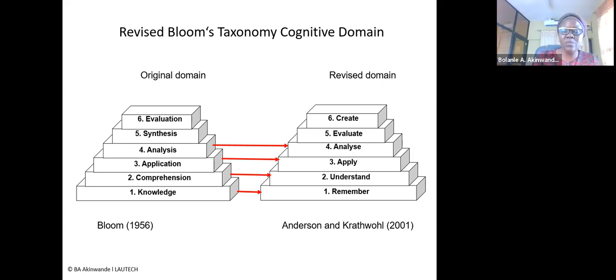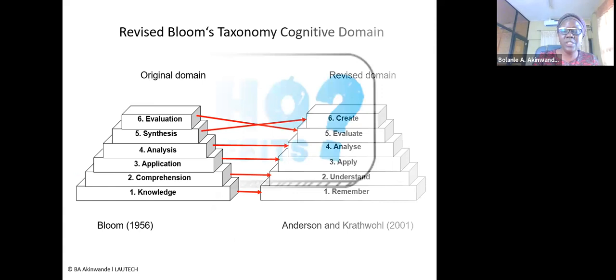And the last two levels were flipped. That is, number 5, synthesis, was changed to create, which moved to number 6 of the revised version, and the evaluation of number 6 came to be number 5. So those are the major differences between the original and the revised one. And it is the revised version that is being put to use to date.